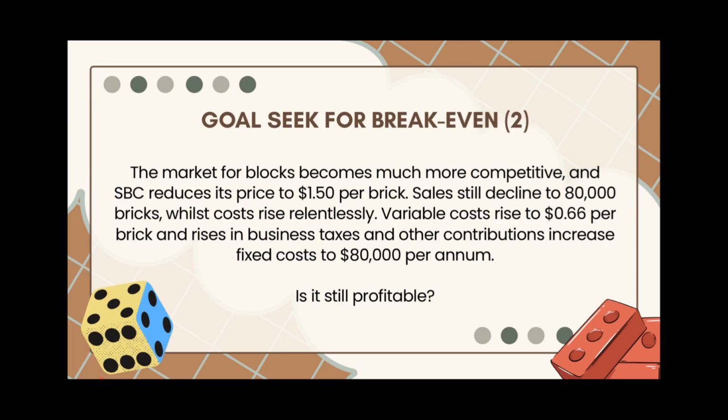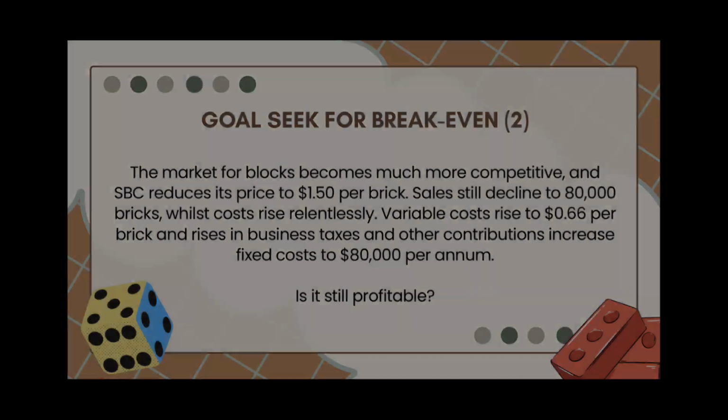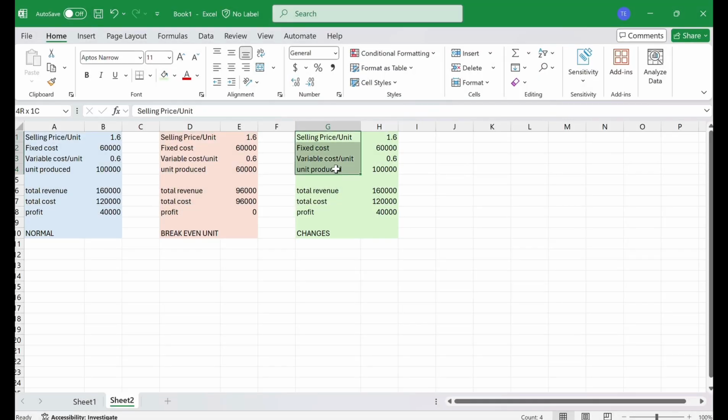And then I'm gonna move to the second question. Using Goalseek, the market for blocks becomes much more competitive, and SBC reduces its price to 150 per brick, and sales still decline to 80k bricks, whilst costs rise relentlessly. Variable costs rise to 0.66 per brick and rises in business taxes and other contributions increase fixed costs to 80k per annum. Is it still profitable? With all of these changes, will we still get a profit?